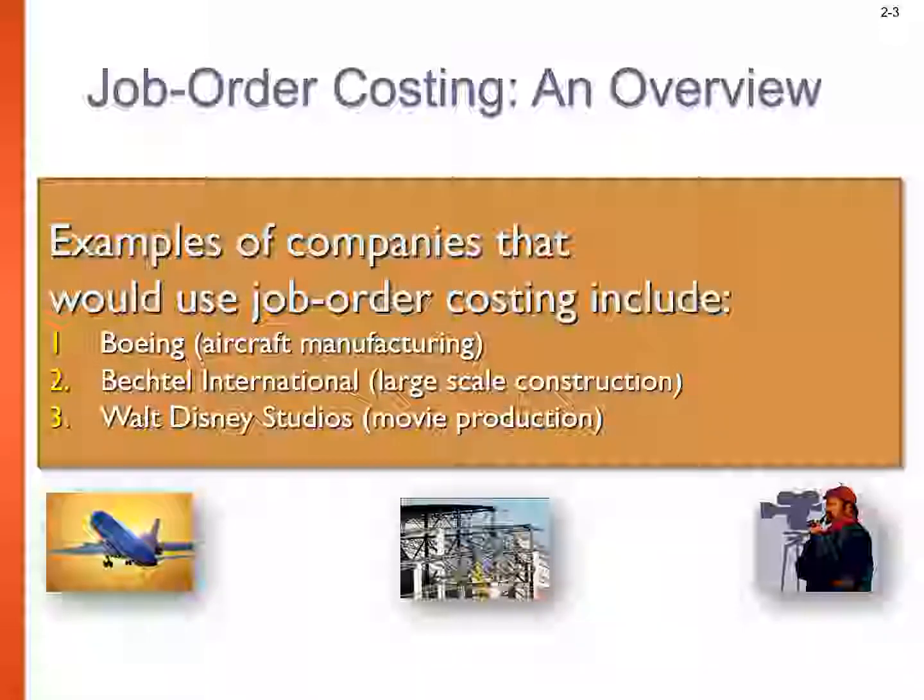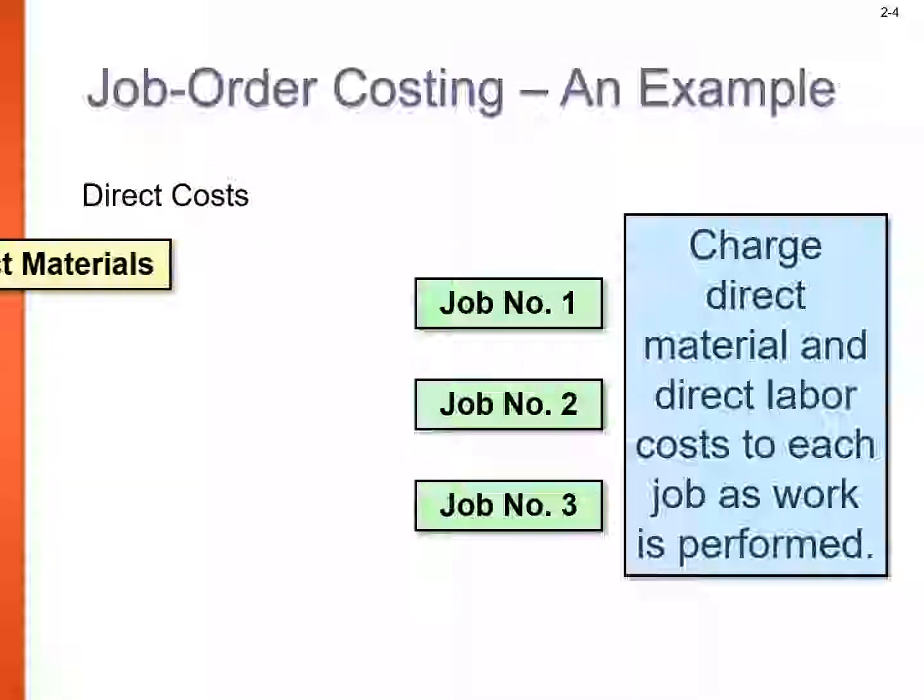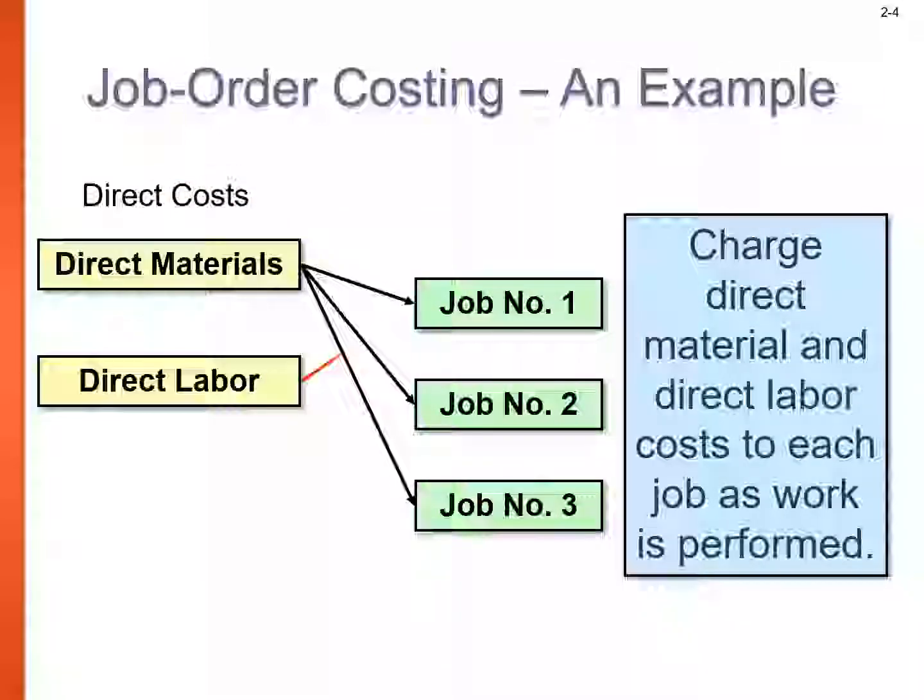So some examples of companies that would use job order costing to determine the cost of their products would be Boeing, Bechtel International, and Walt Disney Studios for movie production. And not only can it be used to determine the cost of a job or a product, it could also be used to determine the cost of a service. So please keep that in mind, although our focus will be on the jobs. So there's job number 1, job number 2, job number 3.